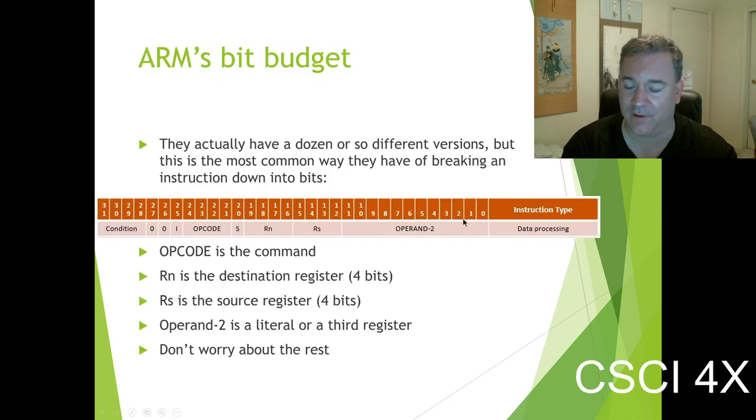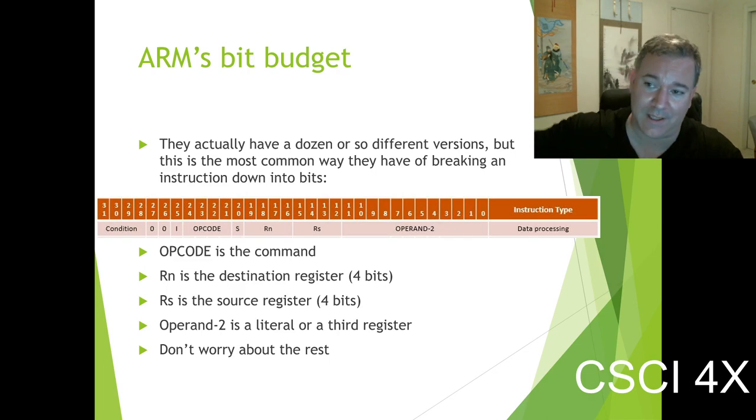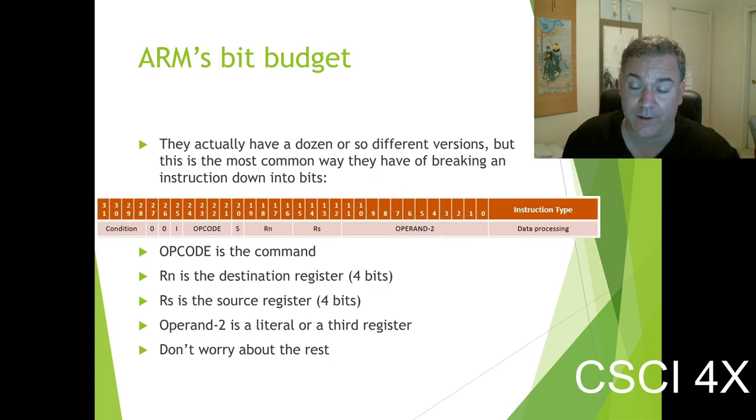Your bit budget for 64 bits is way more expansive. You can have a lot more registers, right? In 64-bit mode, you're not limited to 16 registers. You can have a lot of registers, and that can give you a performance increase because you've got more registers to play with before you have to start kicking things out into cache and into RAM. And so there's no one right answer as to what's better, right?